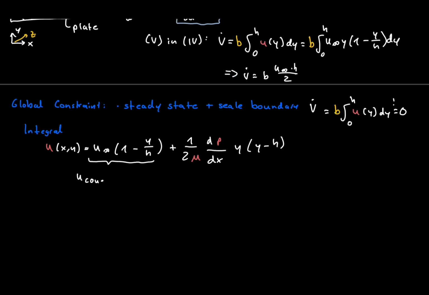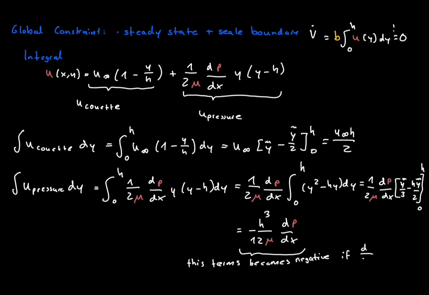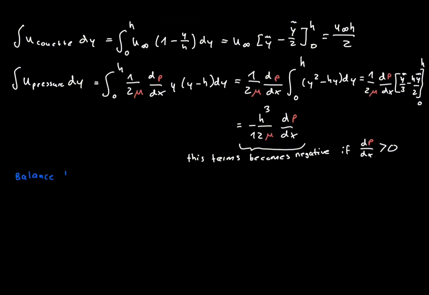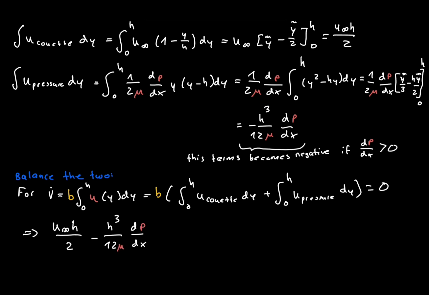Substituting the velocity profile and integrating gives U infinity h over 2 minus h cubed over 12 mu times dp over dx equals 0. Solving for the pressure gradient gives dp over dx equals 6 mu U infinity divided by h squared.